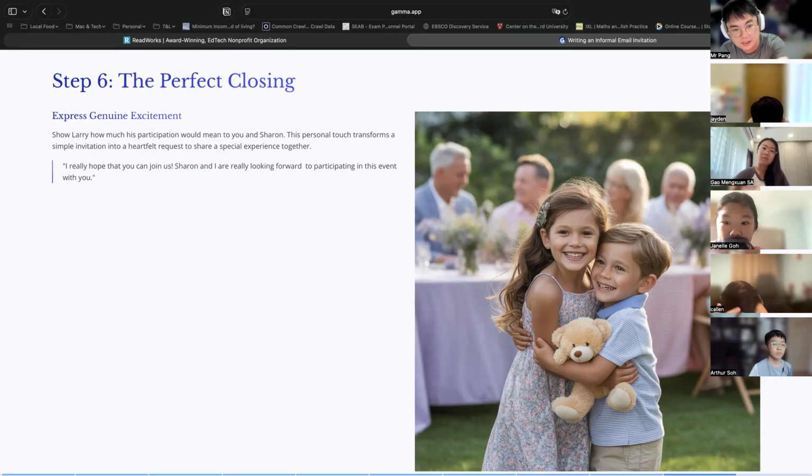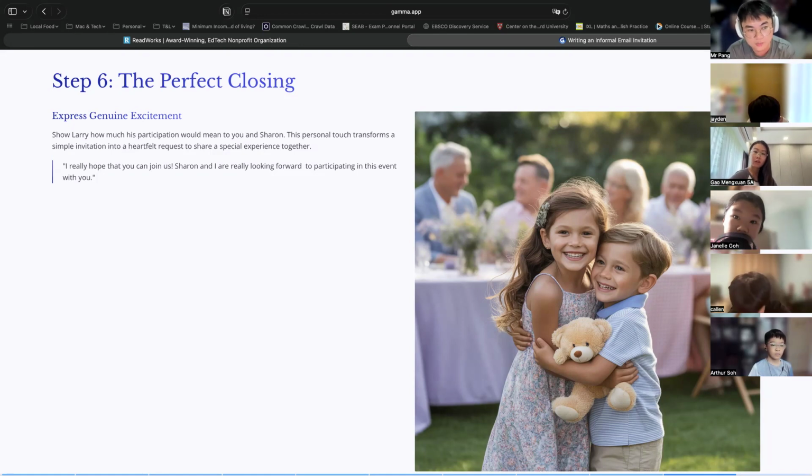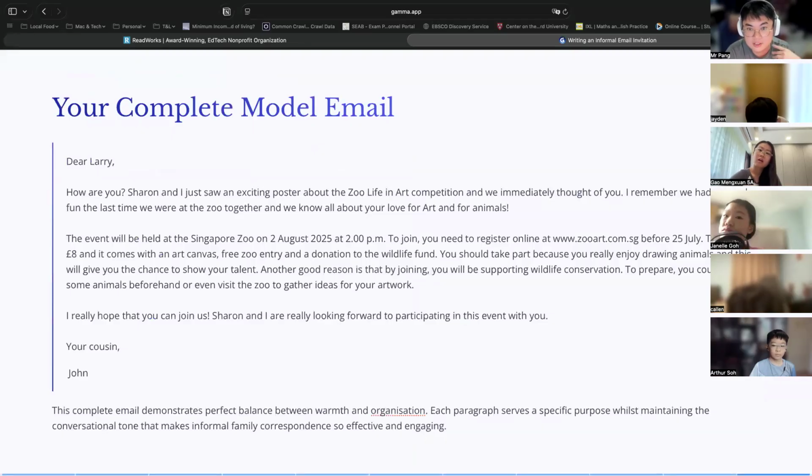And then finally, the last line is just additional information to convince him. So remember, I'm trying to convince him, right? So throw in your sister, Sharon, right? Sharon and I are really looking forward to participating in this event with you before you sign off with yours sincerely or cheers or love or best regards, John. Okay? So this is the final version. I'll let you look at it.